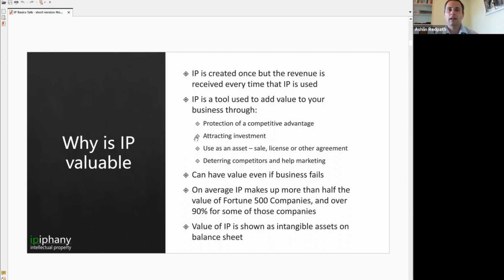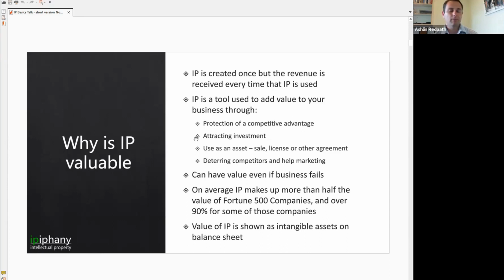It's like other assets, like physical assets. IP is an intangible asset and you can use it in much the same way you can with any physical asset. You can rent it out or license it. You can sell it. You can use it to attract investment, act as security, and so on.